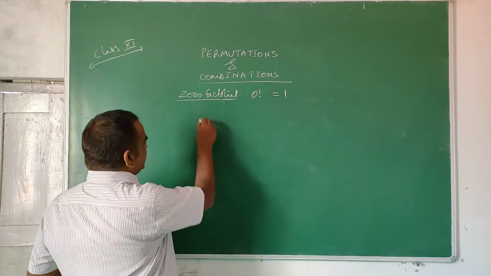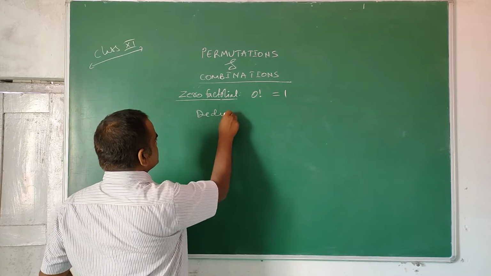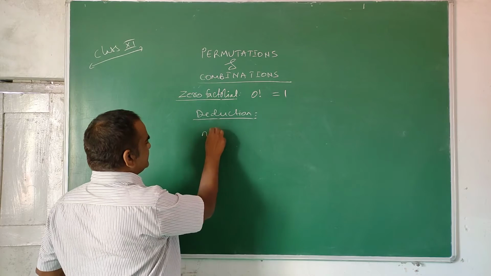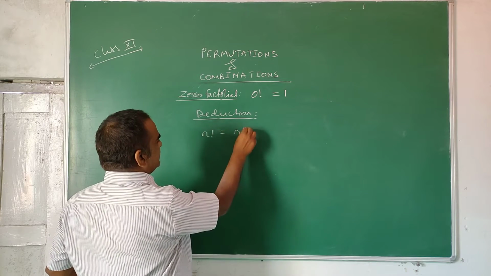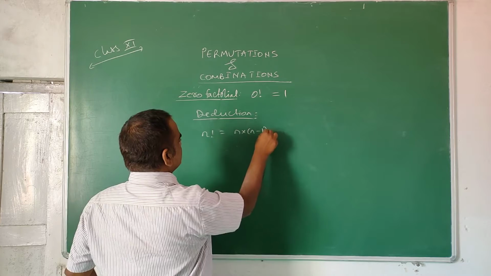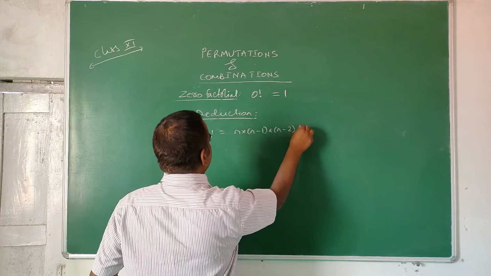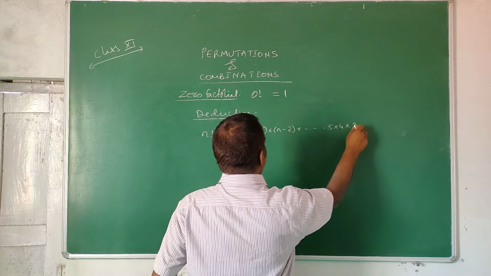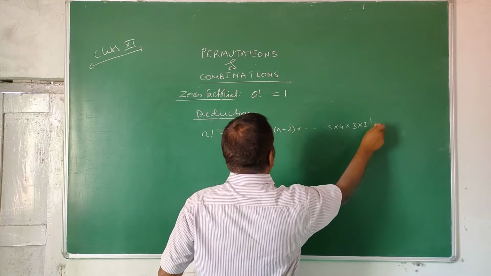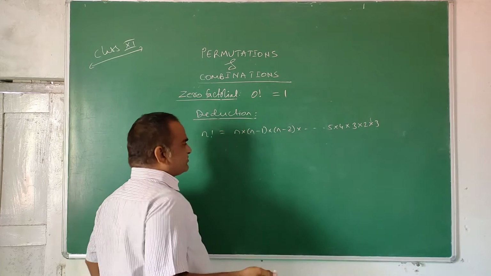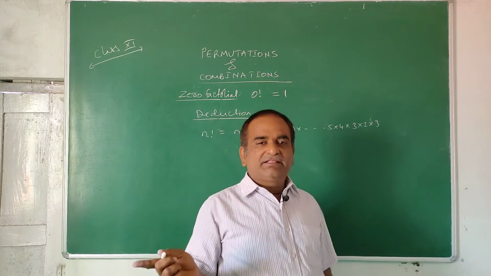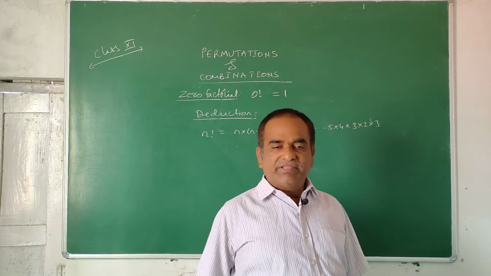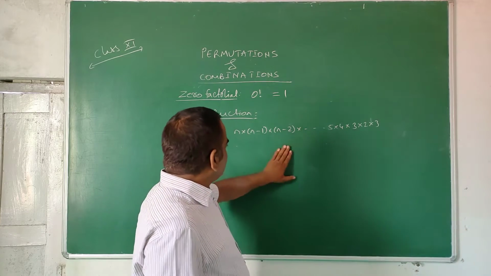Next, deduction. As we have discussed, n factorial is n into n minus 1 into n minus 2 into so on to 5 into 4 into 3 into 2 into 1, or 1 into 2 into 3 into so on up to n. Makes no difference because product is commutative. 2 into 3, 3 into 2 gives you same value. So n factorial is this.